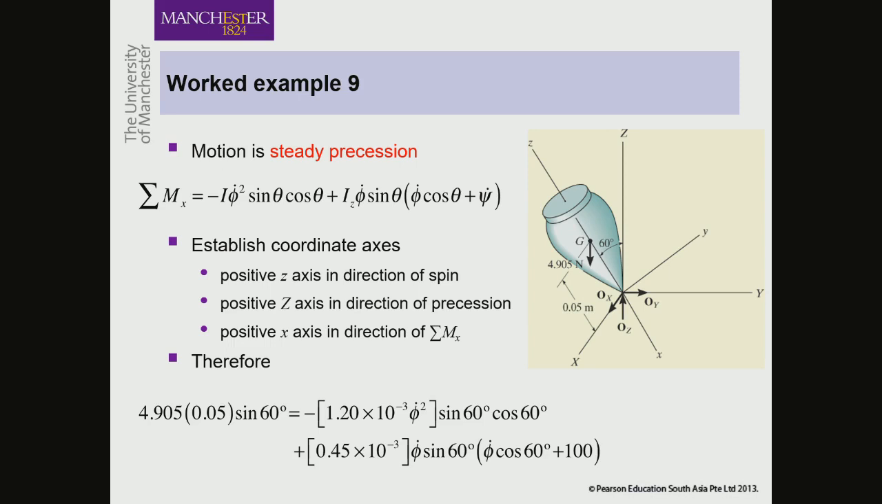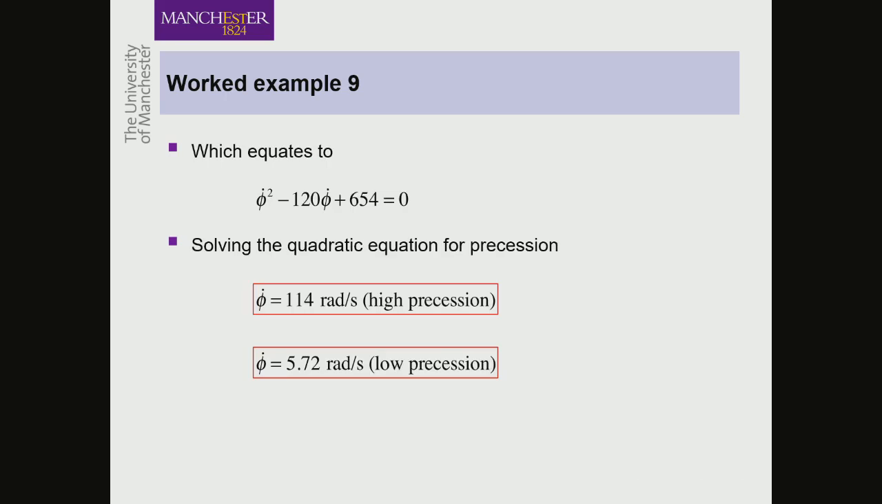The rest is just, to be honest, the math. We know the values for sine 60 and cosine 60, where cosine 60 is 0.5 and the sine of 60 degrees is... Right, anyway, so this is our equation, and when you set this equation, you will see the only way to go forward is to get this second order equation, which will give you two possible solutions, either 114 radians per second or 5.72 radians per second.